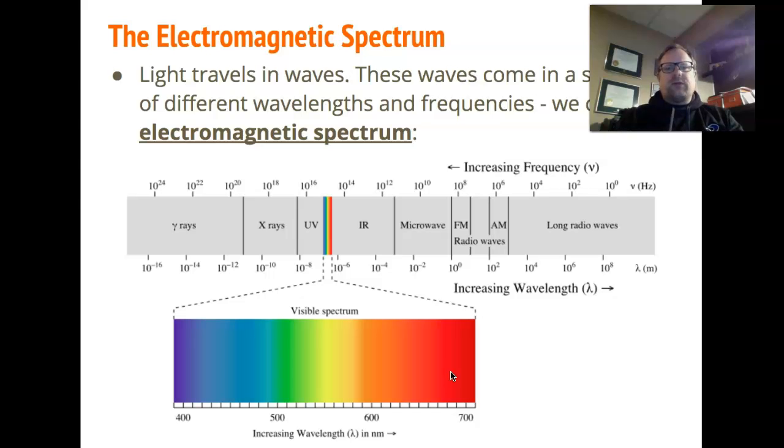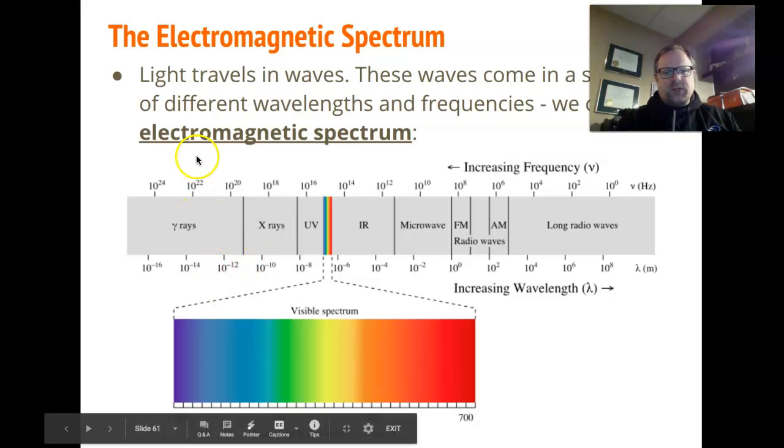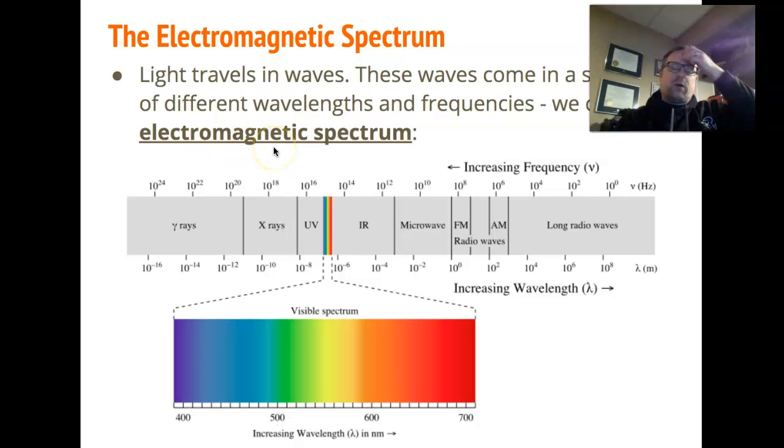And we know that light travels in waves. We just talked about that. And these waves come in a spectrum of different wavelengths and frequencies, what we call the electromagnetic spectrum. Normally I break the word down. So electro is referring to electricity or electrons, and magnetic is referring obviously to magnetism in some way. I would go into what electromagnetic actually means and how they work, but I think it's a little beyond where we need to be right now.